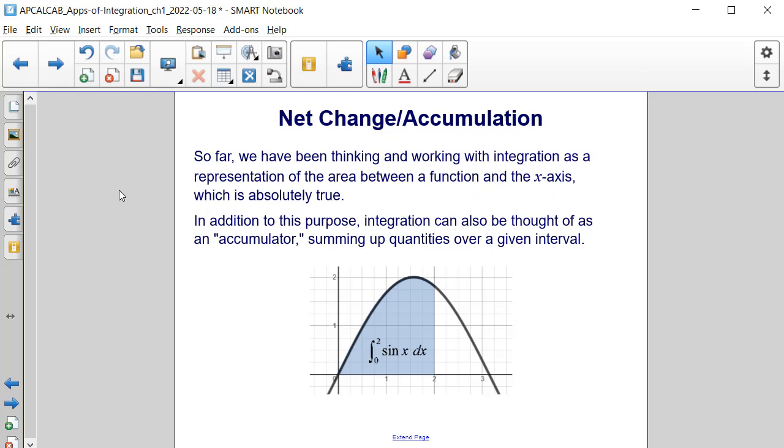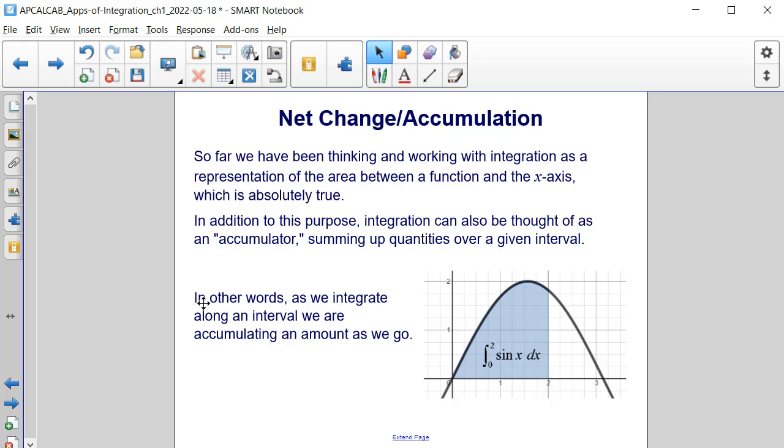So far, we have been thinking and working with integration as a representation of the area between a function and the x-axis, which is absolutely true. In addition to this purpose, integration can also be thought of as an accumulator, where it's summing up quantities over a given interval. In other words, as we integrate along an interval, we are accumulating an amount as we go farther and farther to the right.